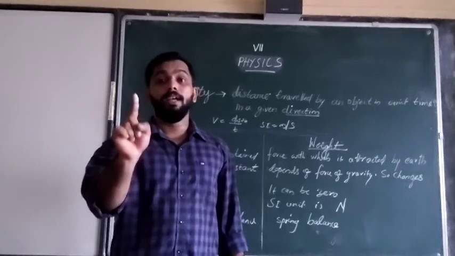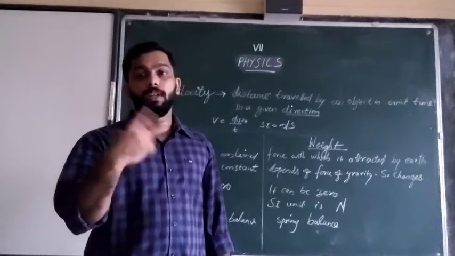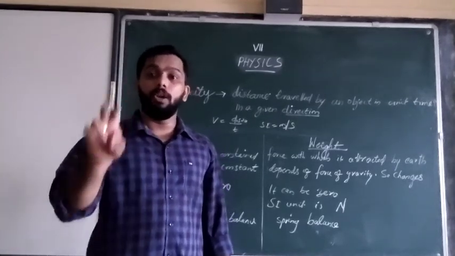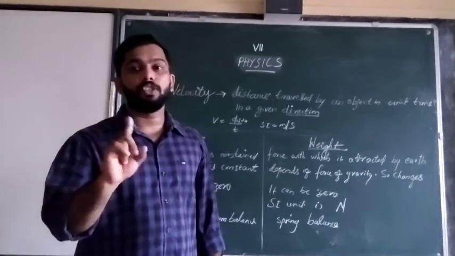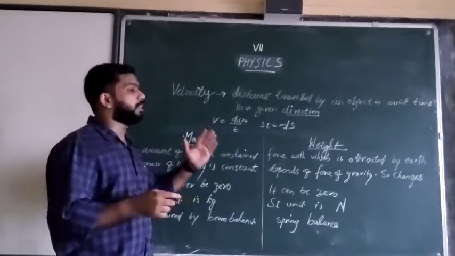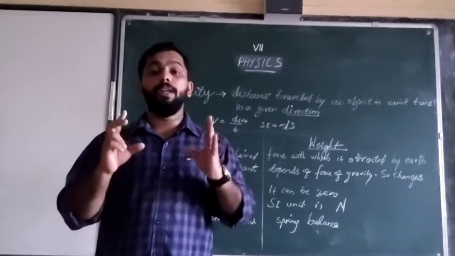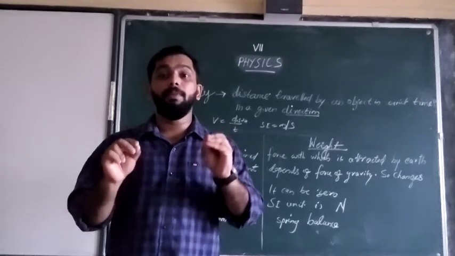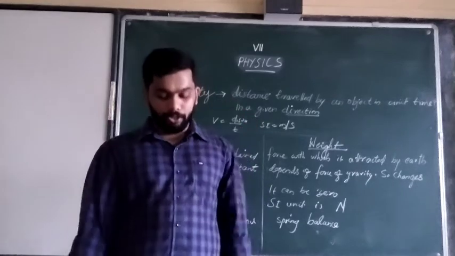It's very important that it is in a particular direction. Even if the body covers equal distance in equal intervals of time, if its direction keeps changing, then it is not considered uniform velocity. So what is uniform velocity? Uniform velocity is the velocity of an object when it covers equal distances in equal intervals of time in the given direction without changing its direction.